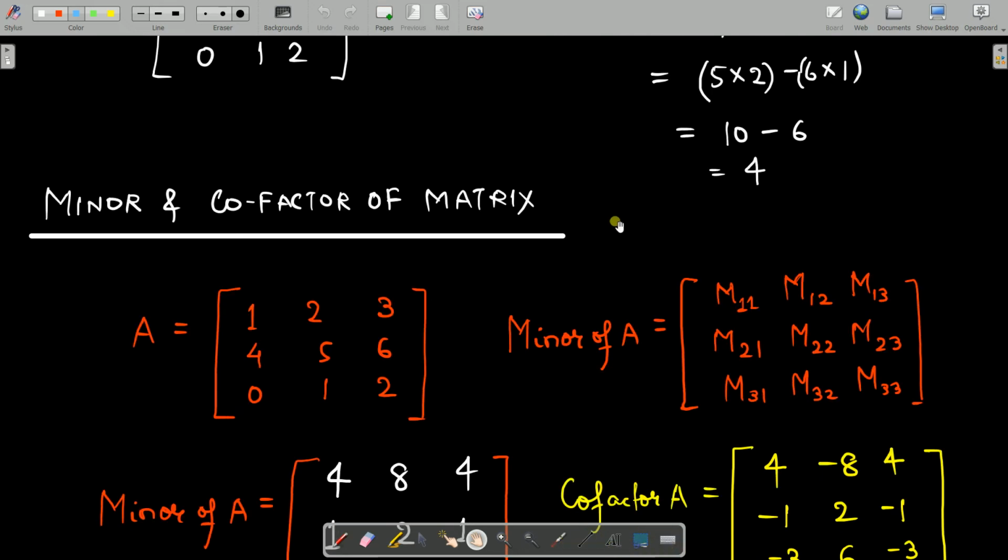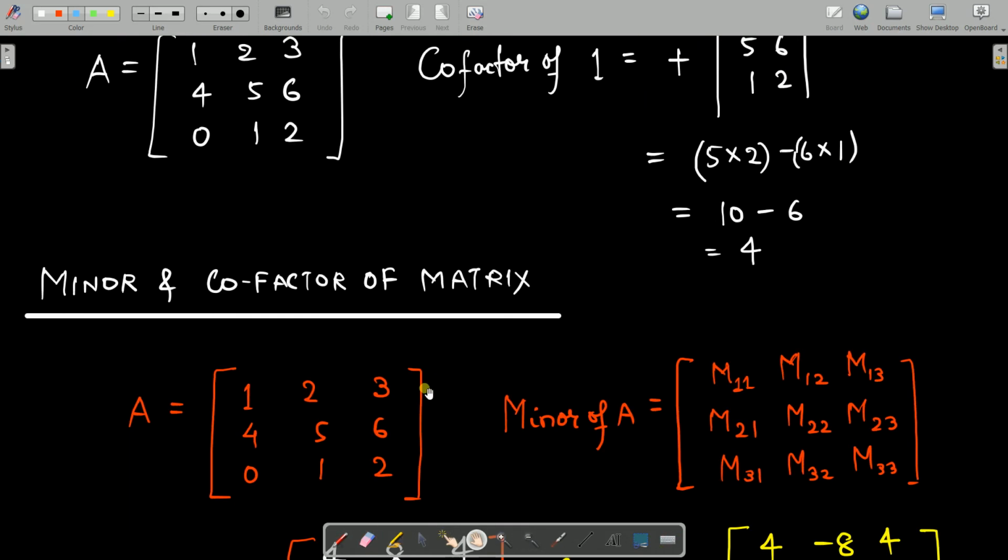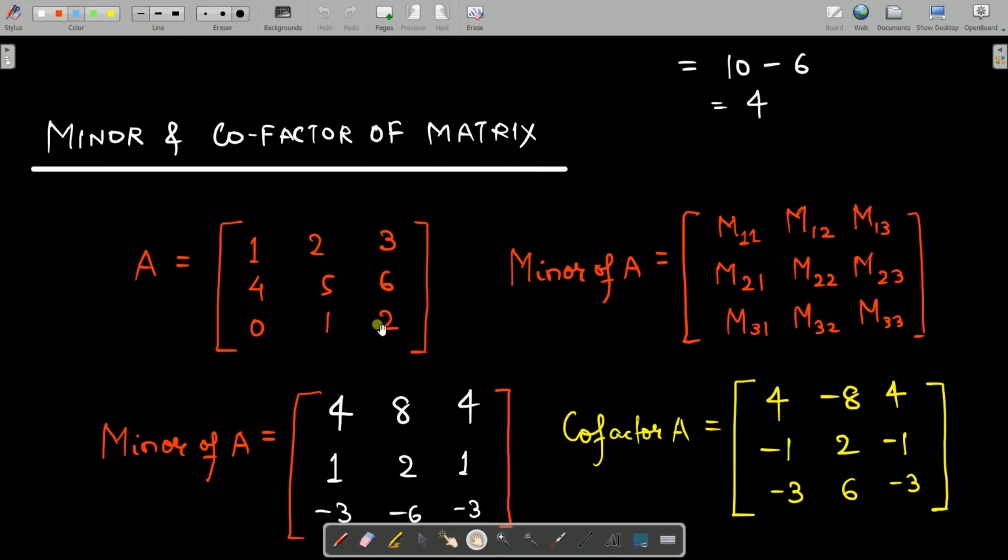Similarly, once we have calculated the minor and cofactor for elements, then you want to find the minor and cofactor of a matrix. So let's say we have a matrix this, and if you want to find the minor of this matrix, then you have to put the minor values of all these elements. That means here what I have written is M11, M12, M13, all these are minor values. So M11 is the minor of 1, M12 is the minor of 2, M13 is the minor of 3, and so on. And how to calculate the minor of 1, minor of 2, minor of 3, I have already taught.